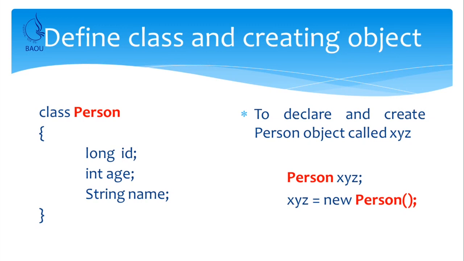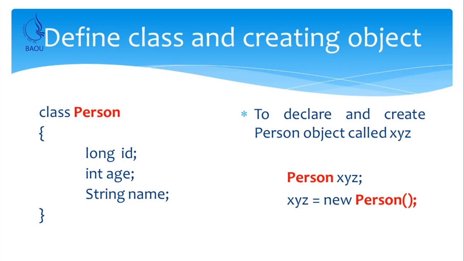Now, inside this class we do not define any method, but we can have a method for reading this data as well as another method for showing this data. Once this class with instance variables and methods is defined, you can create an object of its type. So, to declare and create a Person object called xyz, first we declare a Person type object, Person xyz. Here xyz represents a person.